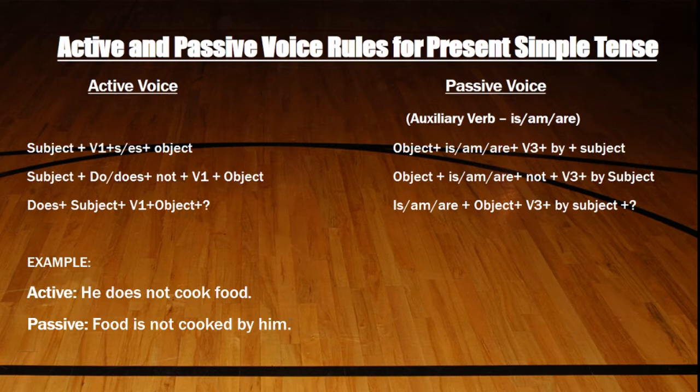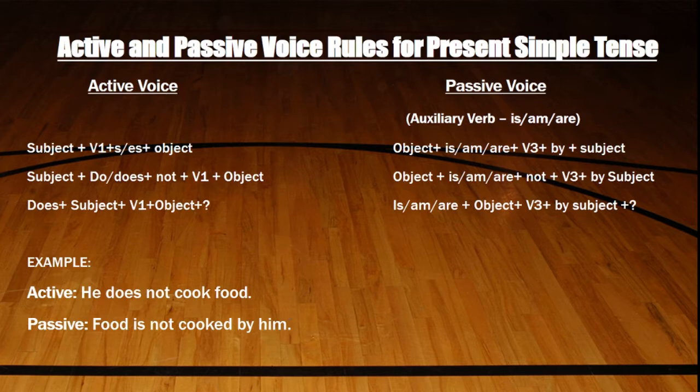So here, in the second case, it happens like subject plus do or does plus not, that is does not, plus the first form of the verb and the object. Now in the case of passive voice, it becomes like object plus is, am, or are with not and then the third form of the verb followed by the subject. Okay, then of course you have to write by before the subject.